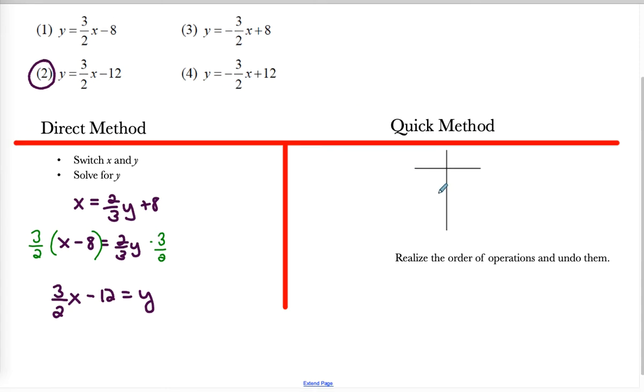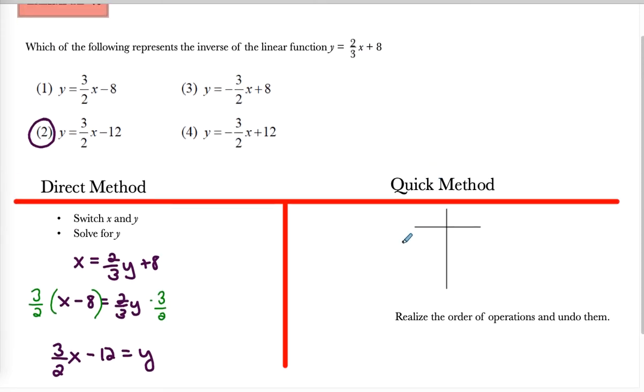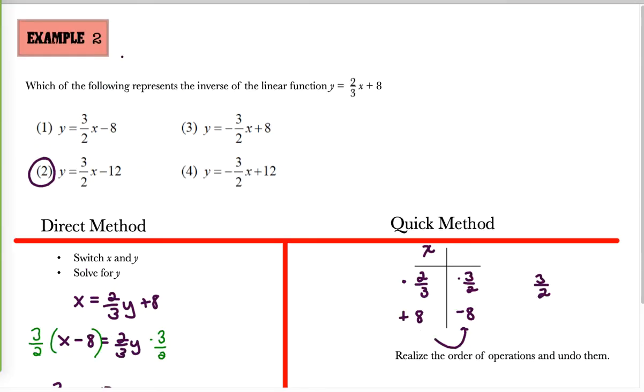My quick method: what happened to x? It got multiplied by 2/3, and then it got added 8. Now to undo that, we would subtract 8, and then we would multiply by 3/2. So basically the same thing that happened over here. Times -8. Again, let's do that quick canceling, and we get -12, and there we are. That happens to be our only choice with -12.